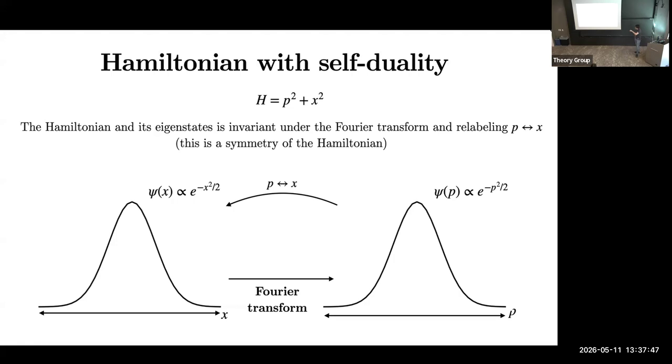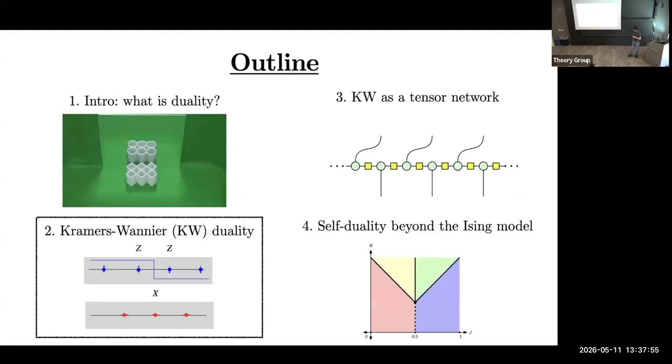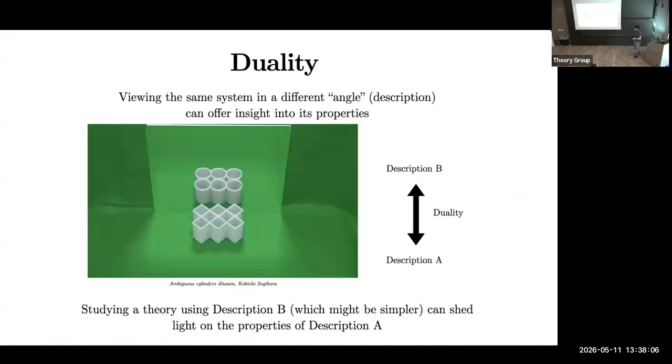Let us now see what happens in the many-body version. So what is the many-body version of duality? We're now going to go from 0 plus 1D to 1 plus 1D, which is the Kramers-Wannier duality. So in quantum mechanics, we say we can map between description A and description B. But now what is the many-body version?